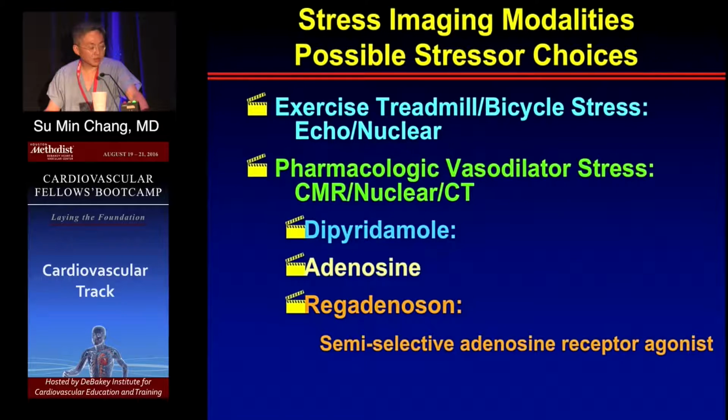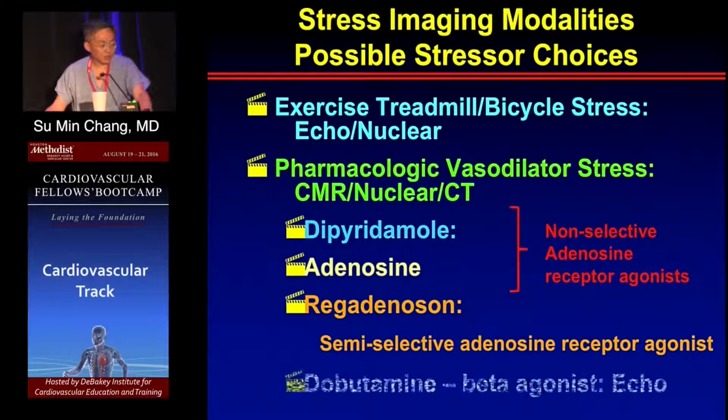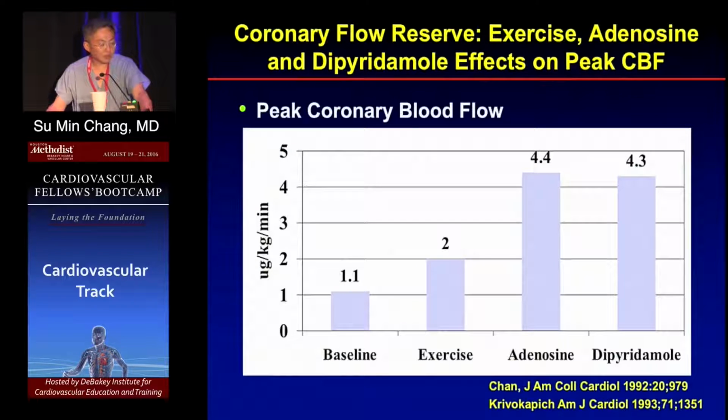These are the types of stressors that we use, okay? Dipyridamole as well. And how much increase in the coronary flow each stress produces is depicted here. Exercise increases about 2-fold. Adenosine or Dipyridamole increase about 4-fold, and dobutamine a little bit less, okay?